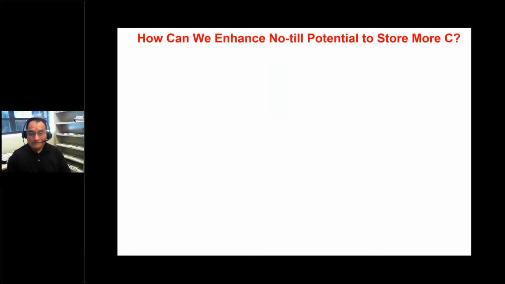Well, okay. What are you trying to get at here? It seems that no-till does not store more carbon than CT in most cases for the whole profile. So it's clear to me, based on the literature. But should we stop there? How can we enhance the potential of no-till to sequester carbon?